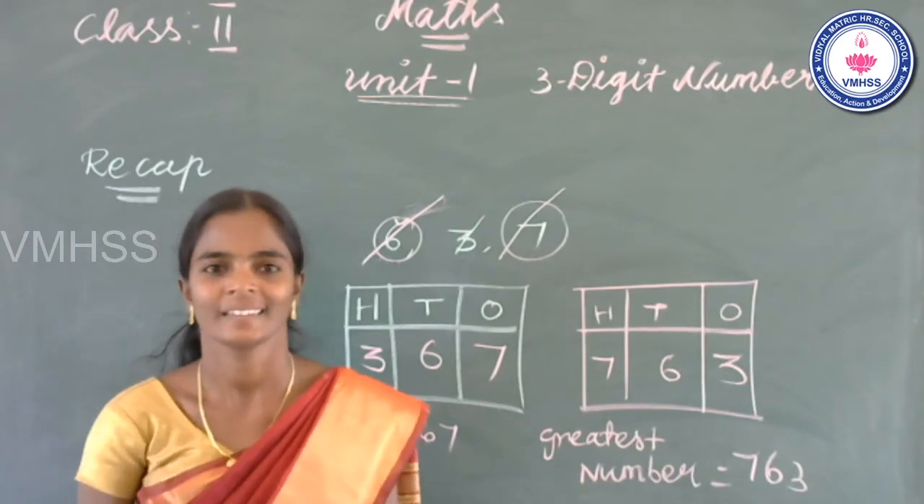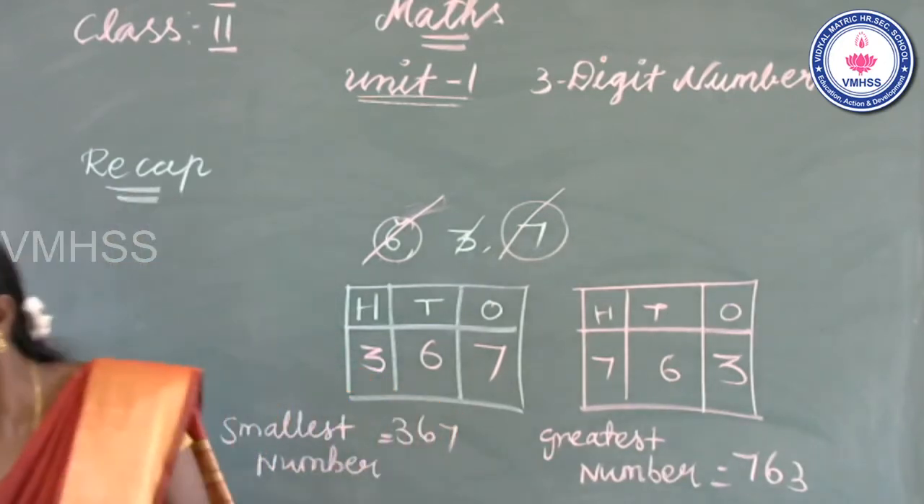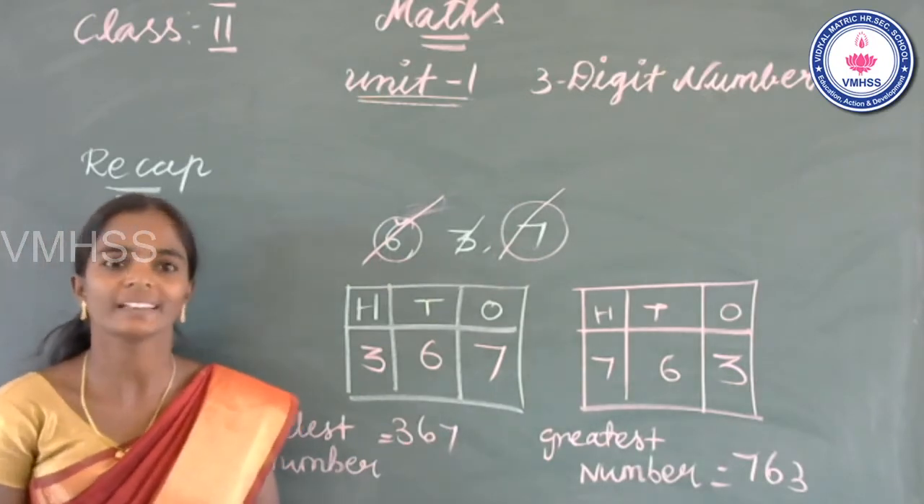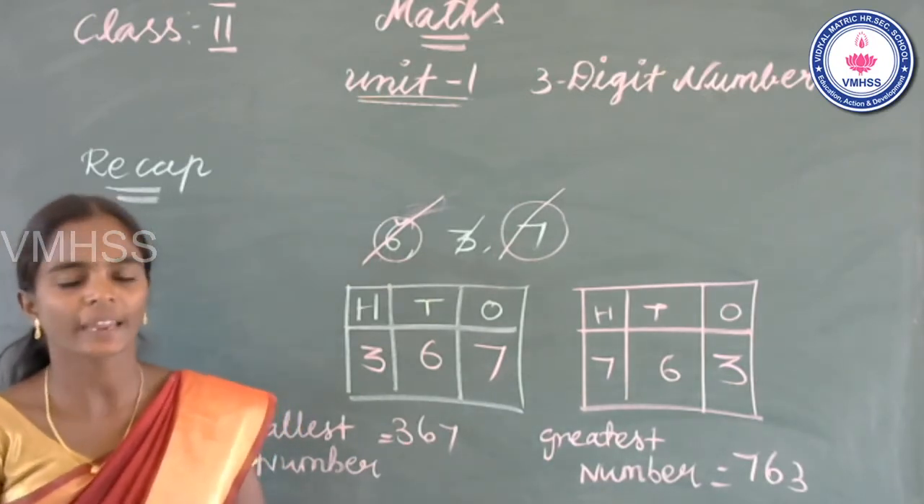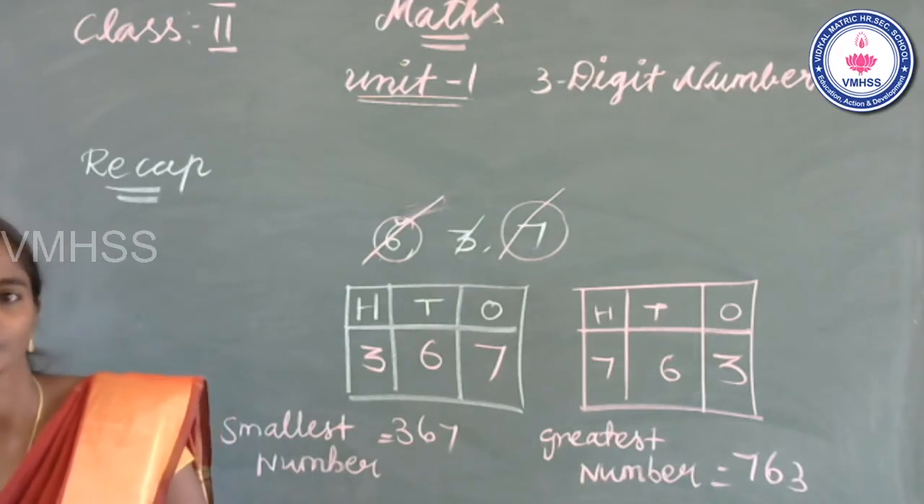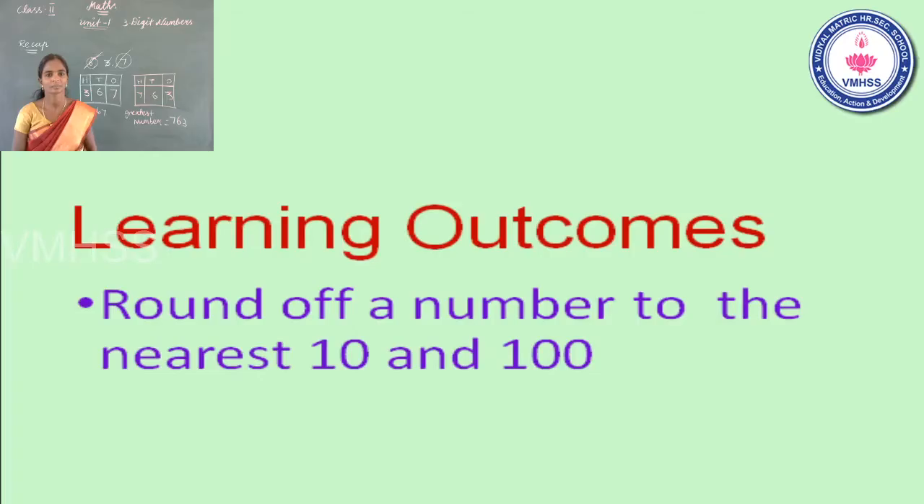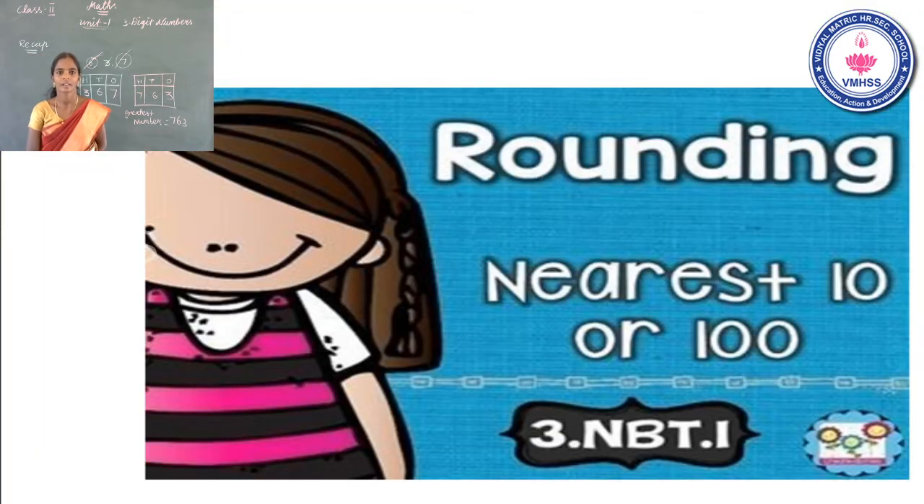Okay children, so today we are going to learn about rounding off a number to the nearest 10 and 100. Look at the slide now. Today's learning outcome: round off a number to the nearest 10 and 100. Look at the next slide. Rounding to the nearest 10 or 100.